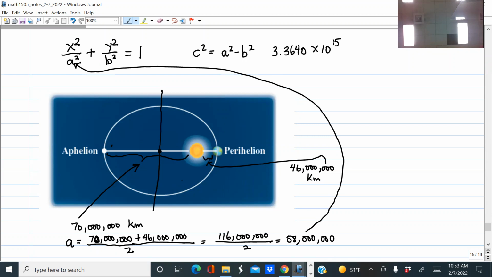How do we find the other values here? What is C? C is going to be this distance, correct? The distance from the center to the focus. The sun is the focus. So let's see, you know from the center to this X-intercept is 58 million, but this distance was 46 million, correct? So that means this distance must be 12 million?